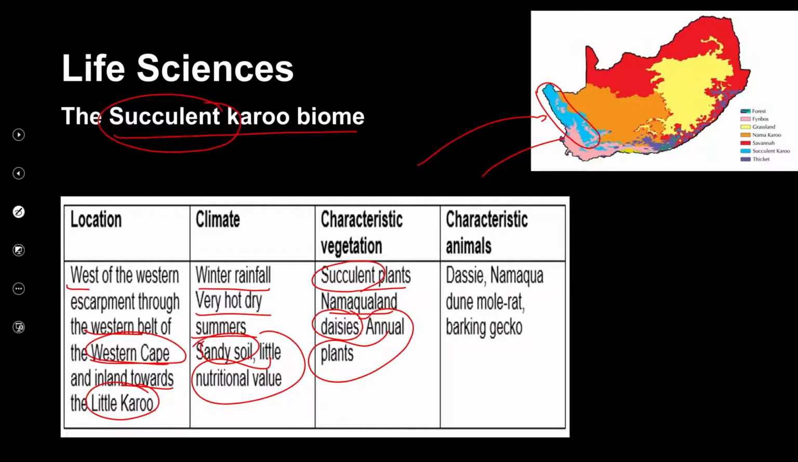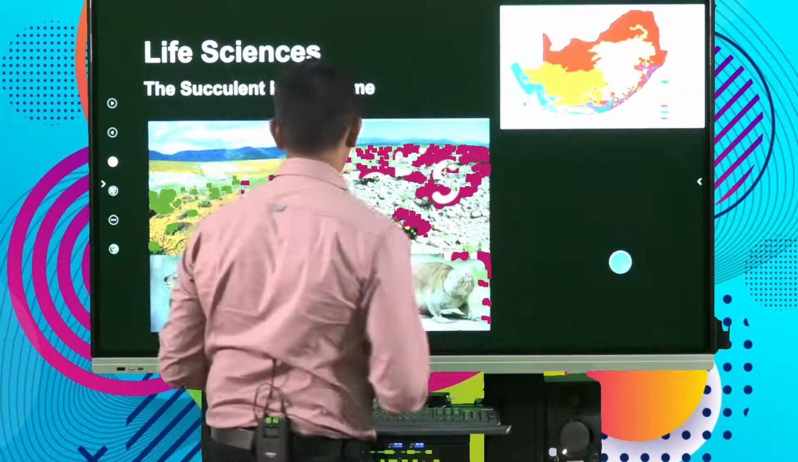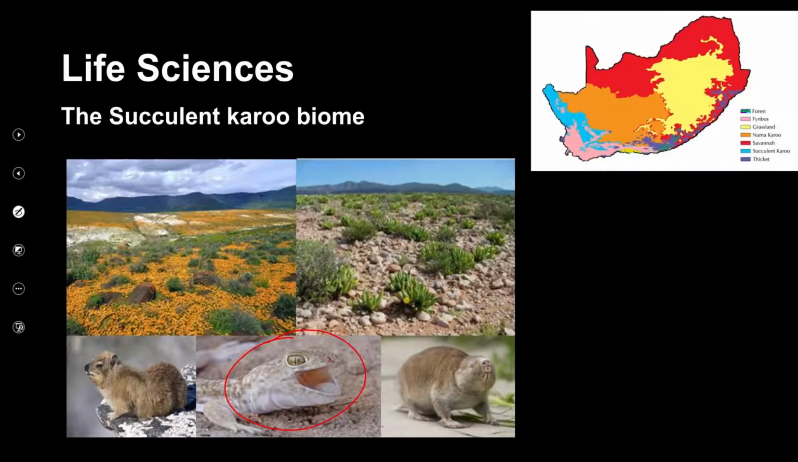It's characterized by the dussie, the Namakwa dune mole rats, as well as a barking gecko. Here you can see these geckos that actually produce a sound that resembles that of a dog. They tend to call out and chirp a bit. And these are the amazing, beautiful flowers that spring up during the spring. If you've had the opportunity to visit these areas, they're beautiful during spring, lush areas covered with beautiful flowers for as far as your eyes can see. So again, an important biome from a tourist perspective.